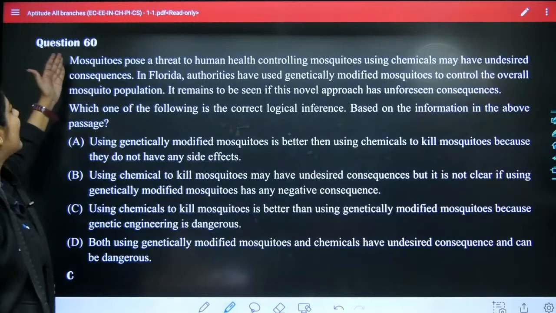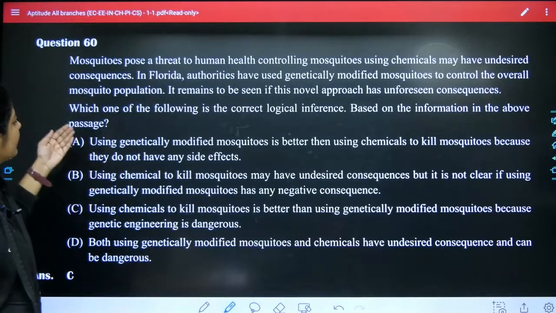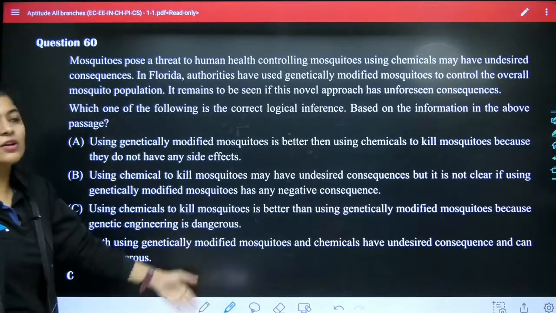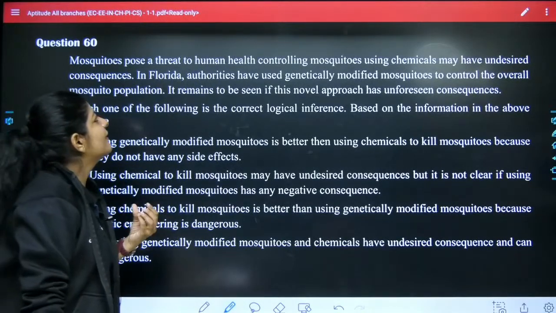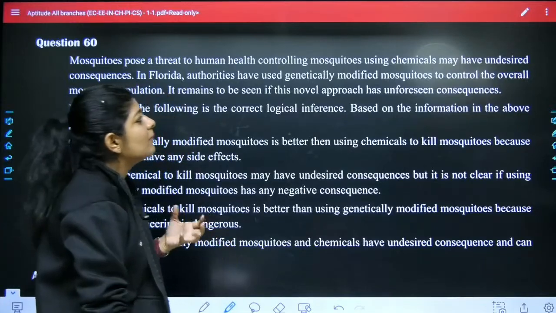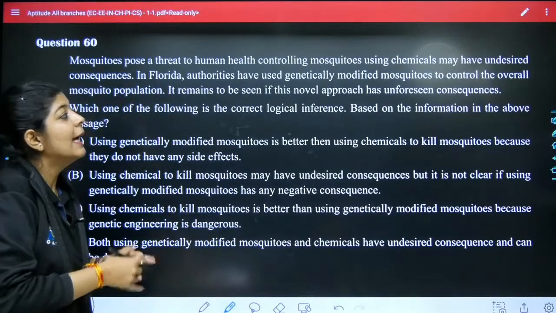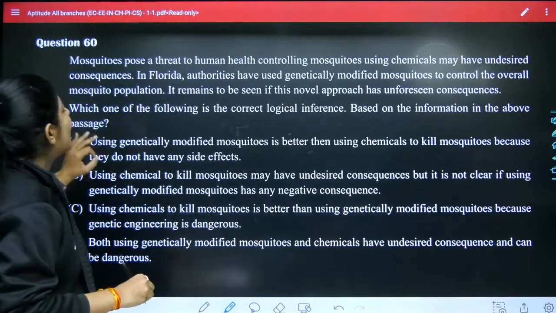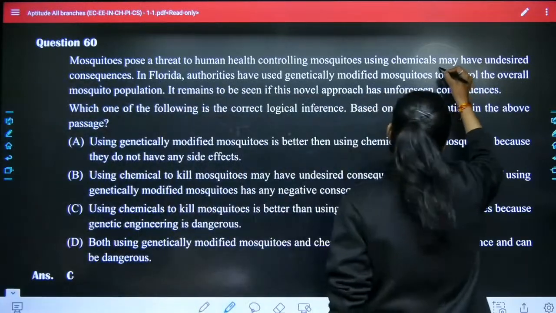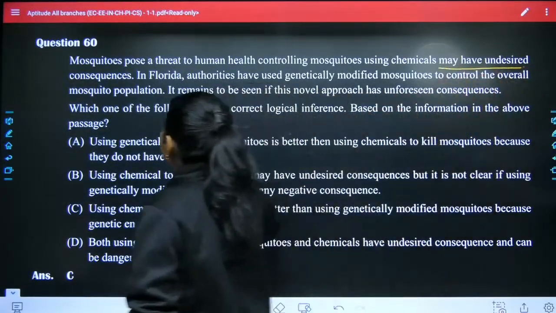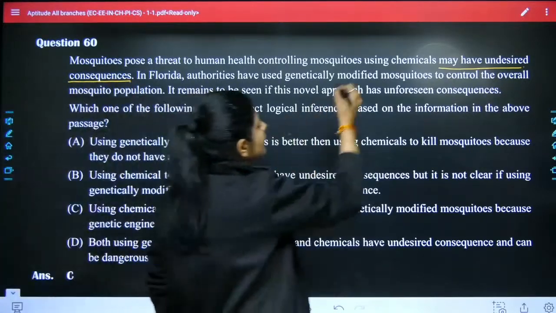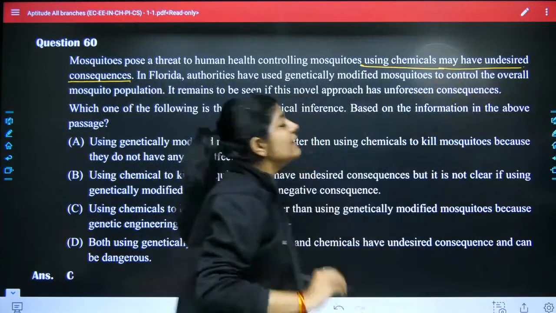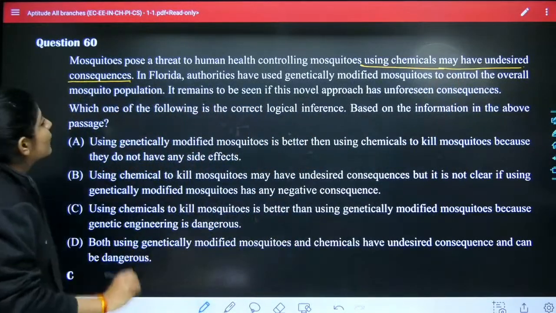Now first we read out the passage which is given, and after that we will check the given options. Mosquitoes pose a threat to human health. Controlling mosquitoes using chemicals may have undesired consequences. If we are using chemicals, they may have undesired consequences.